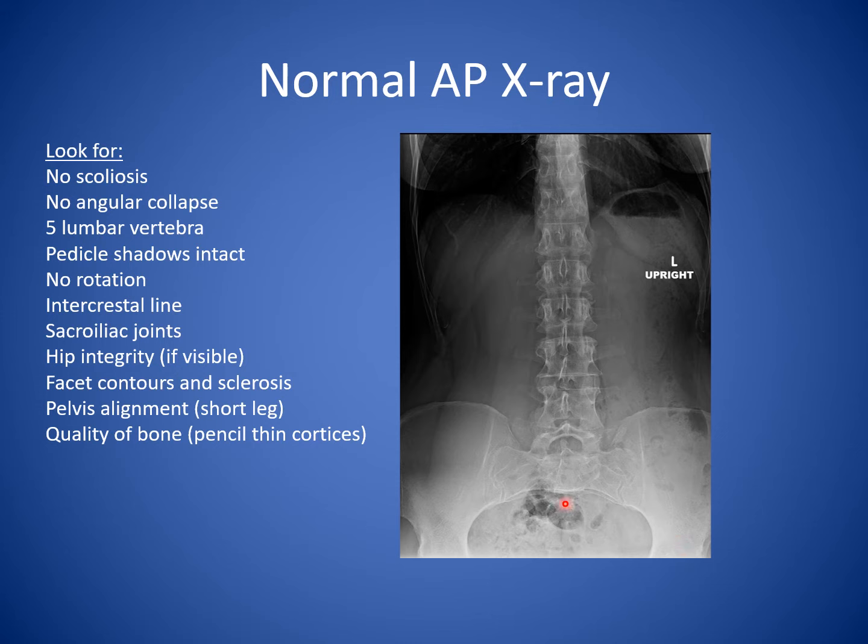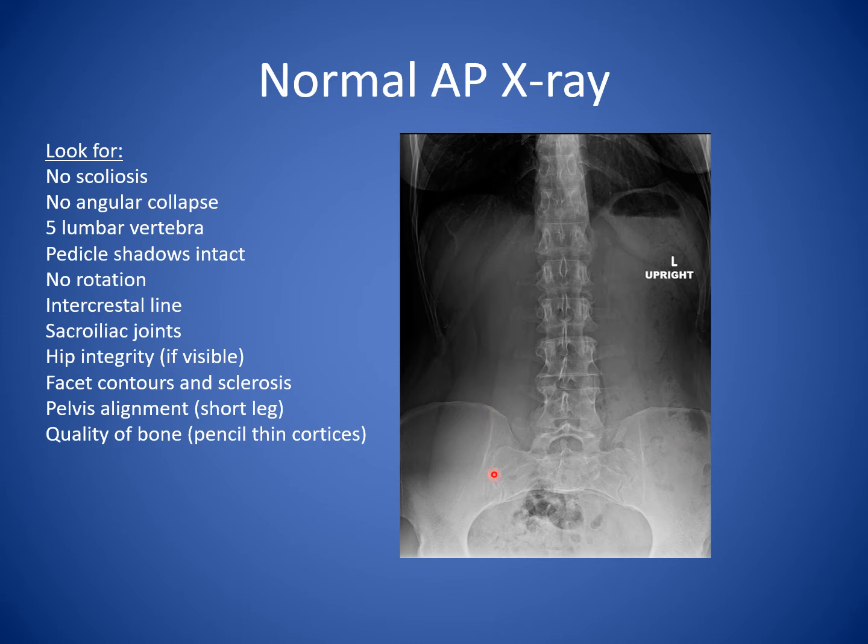You want to look at facet contours. The facets lie directly over the pedicles, and you want to look to make sure they're not sclerotic, angulated, full of air. We'll talk about vacuum phenomenon. You want to look at pelvic alignment. Are the legs the same length, or is the pelvis sloped, causing a short leg?